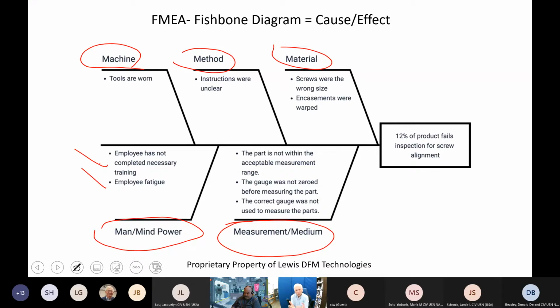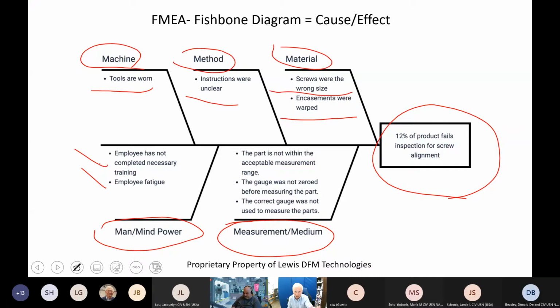So here is a fishbone diagram that has a problem that says 12% of the product fails inspection for screw alignment. What could the potential problems be? And we have some. Tools are worn, instructions could be unclear, screws were the wrong size, encasements were warped. And we start to identify these things, and this is the very first step. It's identifying the effect and then some potential causes. Now, I don't want to get too far ahead of ourselves because these steps are embedded in the PFMEA process, the full-blown PFMEA process.